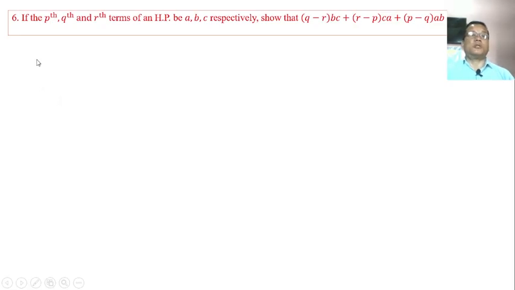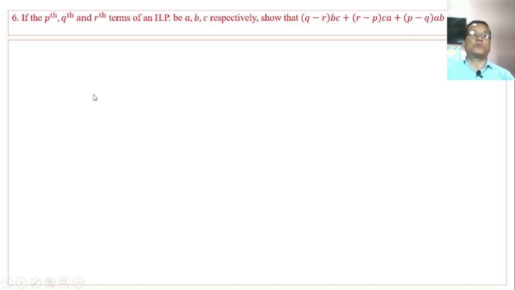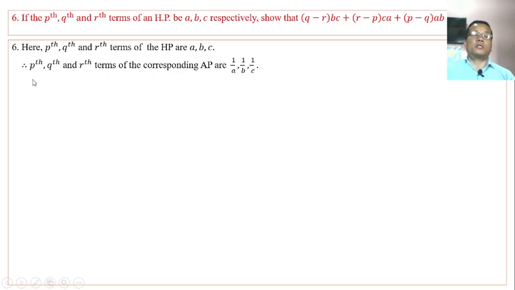Number 6: if the pth, qth and rth terms of an HP are a, b, c respectively, prove that q minus r times bc plus r minus p times ca plus p minus q times ab equals 0. The corresponding pth, qth, rth terms of the corresponding AP are 1 by a, 1 by b, 1 by c.